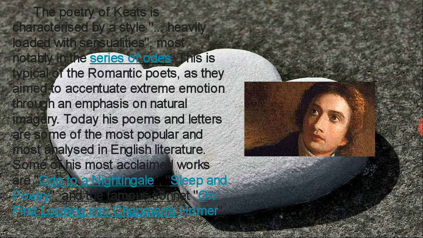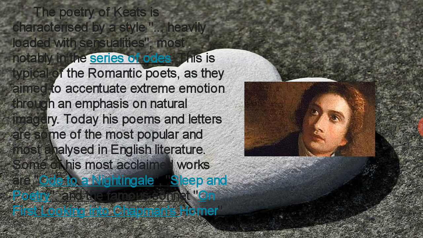Now, the poetry of John Keats is characterized by a style heavily loaded with sensuality, most notably in the series of odes. This is typical of the romantic poets, as they aimed to accentuate extreme emotion through an emphasis on natural imagery. So in his poems, in his odes, heavily loaded with sensibilities, he tried to explore extreme emotion through an emphasis on nature imagery.